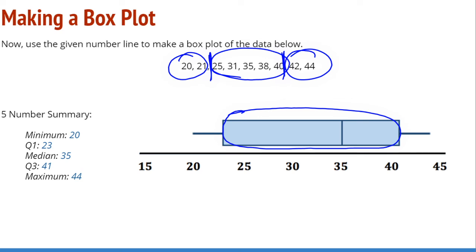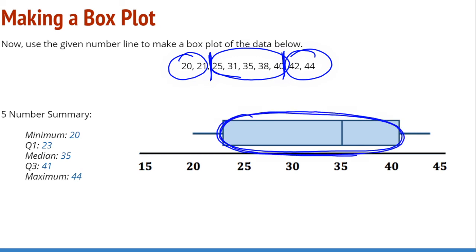So when we look at a box plot, we get an idea of what's happening with the middle half. We can see how close together the middle half is, or how spread out the middle half is, which is the interquartile range. How spread out is the data in the middle half? How close together is the data in the middle half?